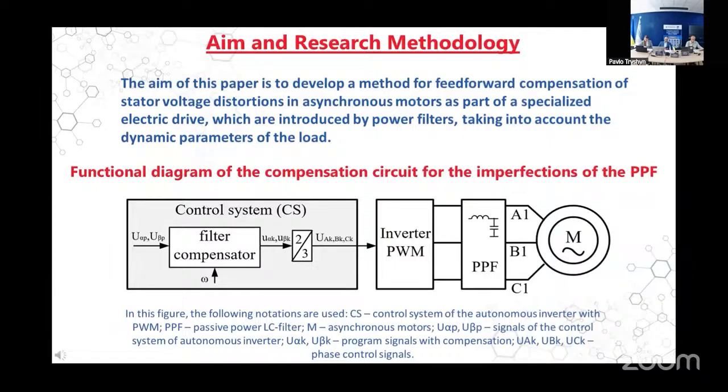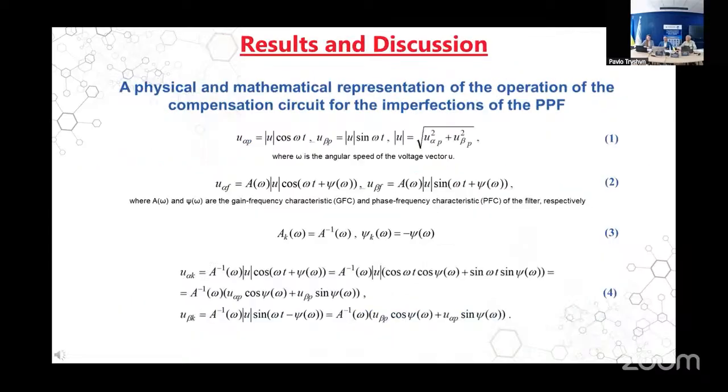The purpose of this paper is to develop a method for feed-forward compensation of stator voltage distortions in an asynchronous motor as part of a specialized electric drive, which are introduced by power filters, taking into account the dynamic parameters of the load. The problem statement is explained using a functional diagram of the compensation circuit for the imperfections of the passive power filter, PPF, which is shown on slide 4. The solution to the scientific problem is based on the physical mathematical model of the compensation circuit aimed at eliminating the shortcomings of PPF as presented on slide 5.